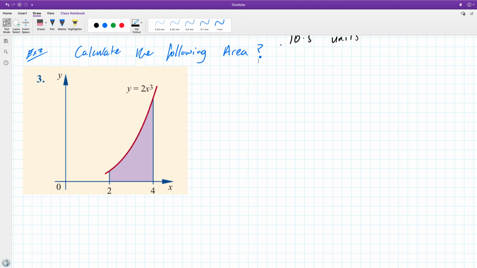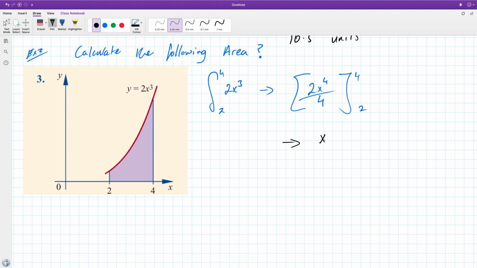We can have that one again. I seem fairly happy with 120. So that is the integration of 2x cubed between 4 and 2, which is, integrate 2x cubed, we get 2x to the power of 4 over 4 in between 4 and 2, which is x to the power of 4 over 2 in between 4 and 2.